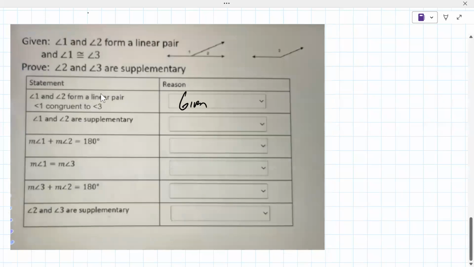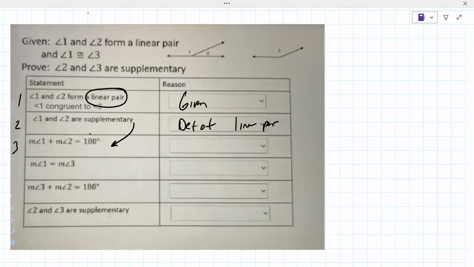And typically the second one comes from the first one. It's typically a definition of whatever is here. Well, it's a definition of a linear pair. Now this next one actually does 1, 2, 3. Line 3 leads from line 2. If two angles are supplementary, that means that they add up to 180. Just like when 1 leads to 2 and 2 leads to 3, it's a definition of whatever you just said, which in this case is supplementary angles. You don't even need to know what it is, you just need to know that it comes from the preceding line.